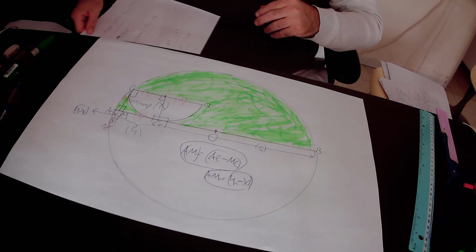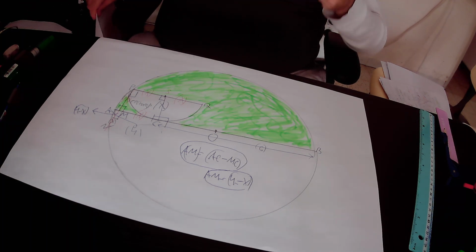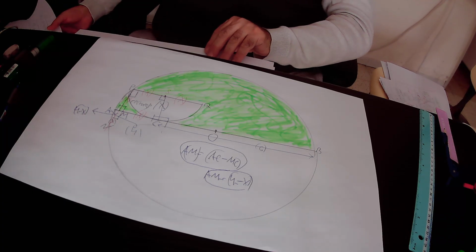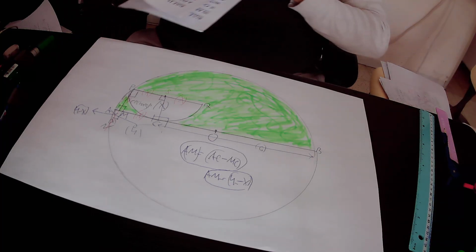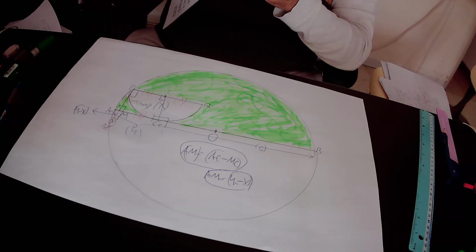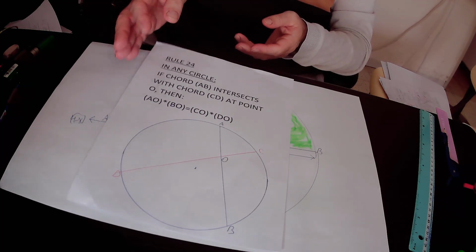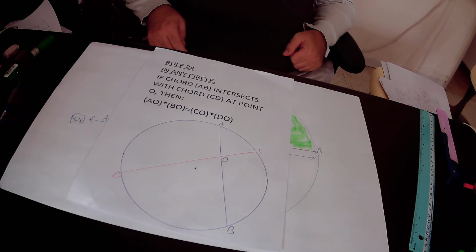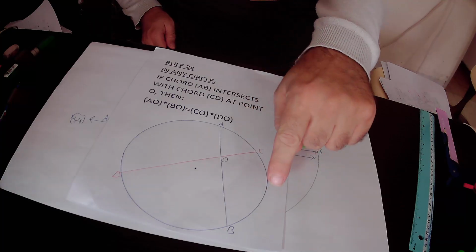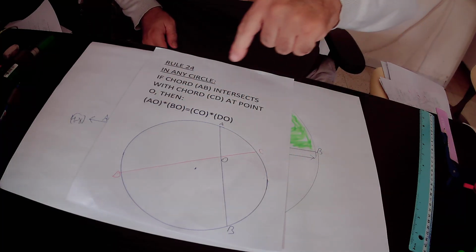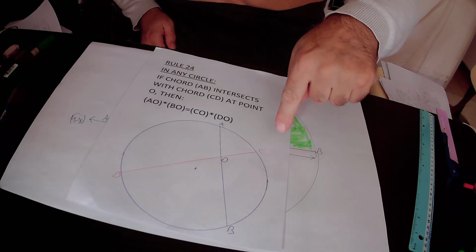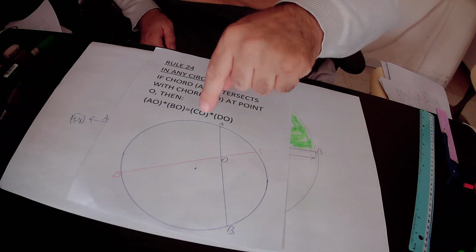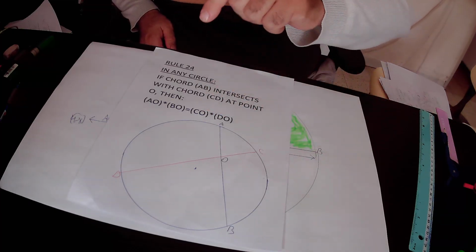In the next step, we implement rule 24 in our drawing. So, a big picture on rule 24. Rule 24 is true in any circle. In any circle, if chord AB intersects with chord CD at point O, then the following equation is true: AO times OB equals CO times OD. So in the drawing we have a circle, and chord AB intersects with chord CD at point O. Again, AO times OB equals CO times OD.